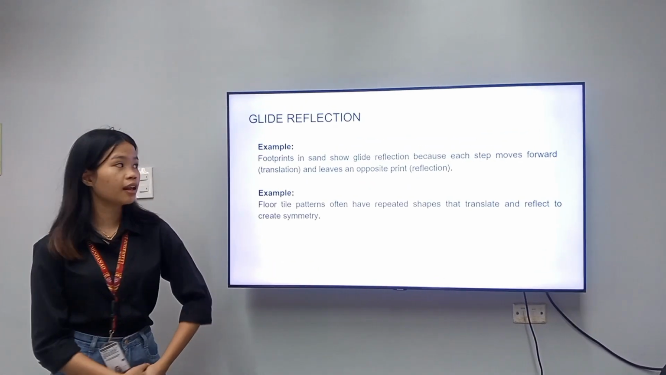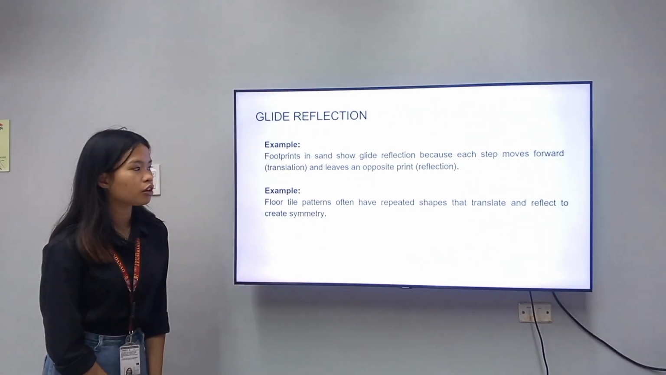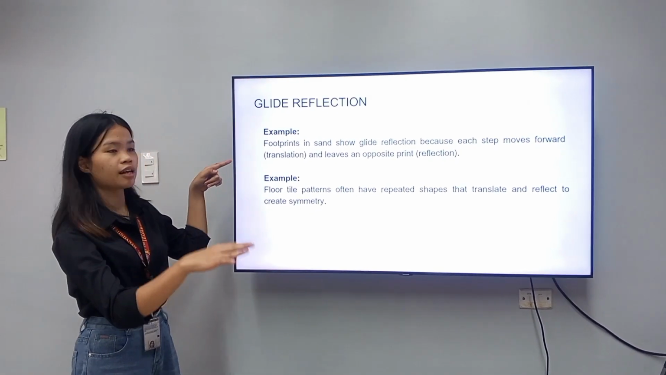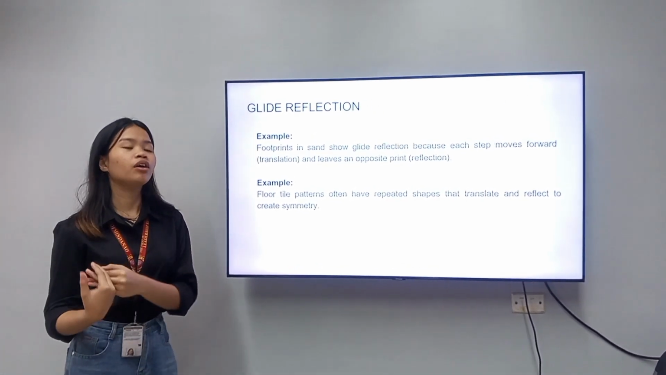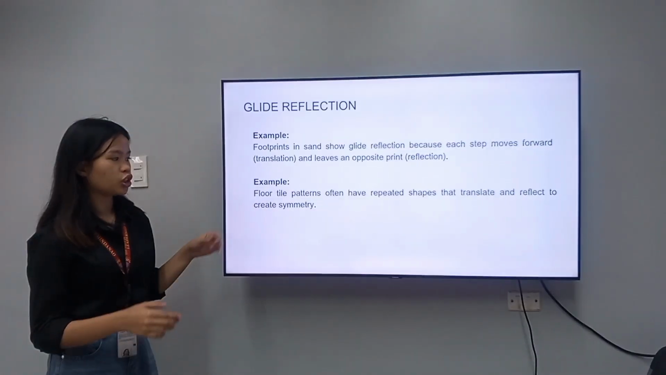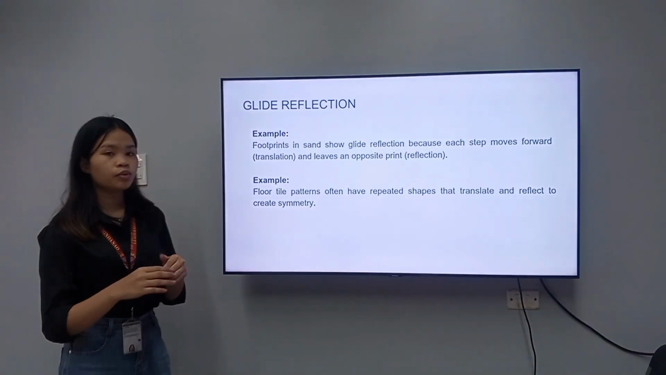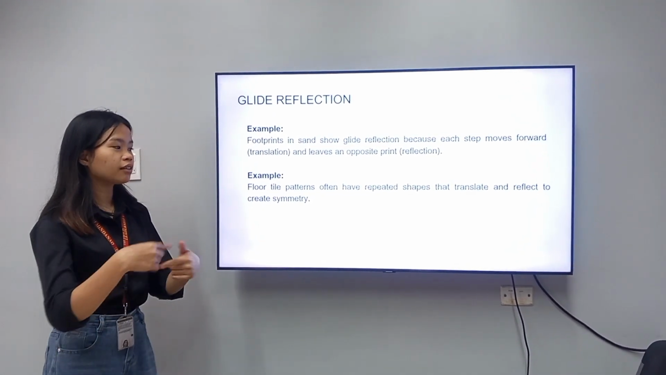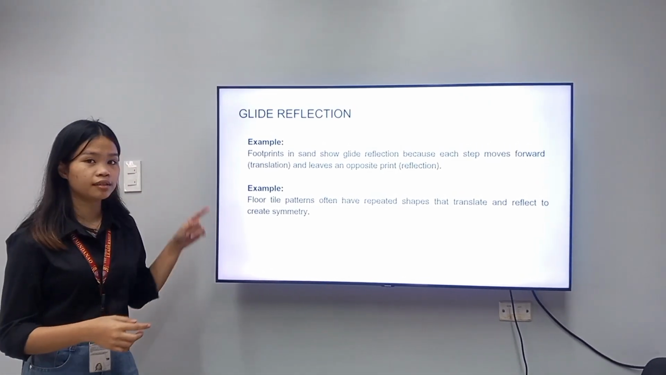Examples of this in real life situations are, for example, footprints in sand, which show line reflection because each step moves forward, an example of translation, and leaves an opposite print, which is an example of reflection. The second example is floor tile patterns, which often have repeated shapes that translate and reflect to create symmetry, because they have an axis of symmetry.